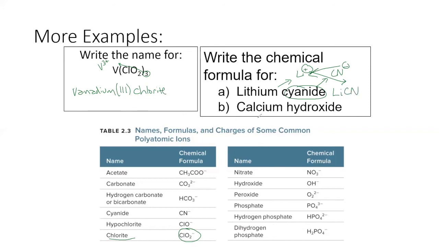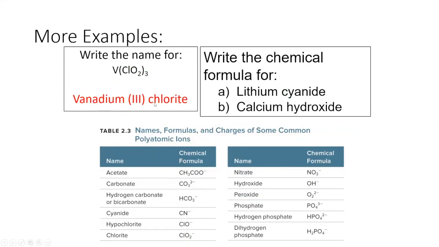Okay, and calcium hydroxide. Calcium is +2, and hydroxide you memorize. It's another one of these polyatomics right there. It's a -1. So the crossover technique, so its formula is going to be Ca, and then I use parentheses because that 2 applies to all of it. So Ca parentheses OH sub 2. Okay, vanadium 3 chlorite, LiCN, Ca(OH)2.